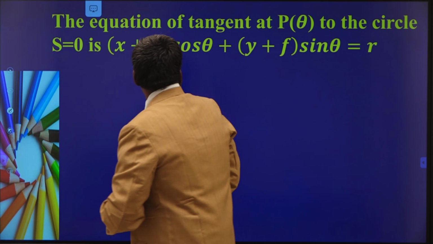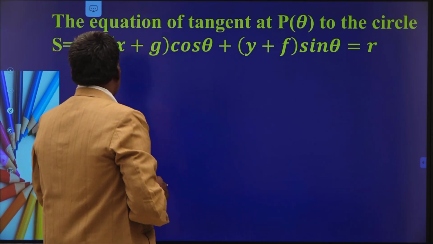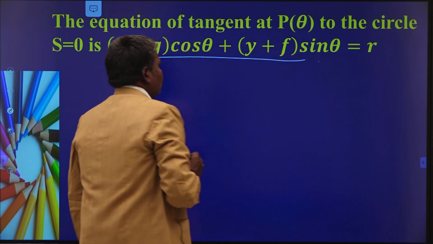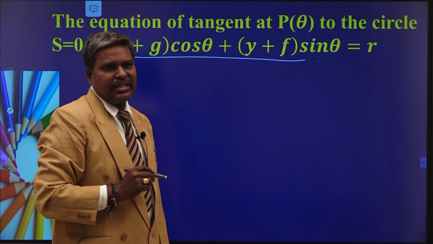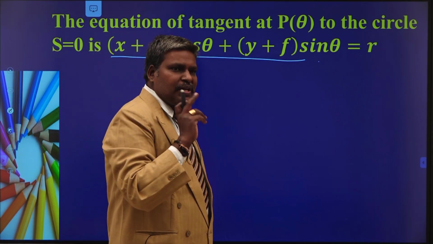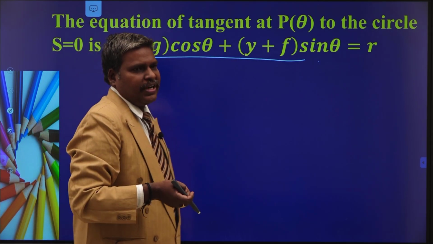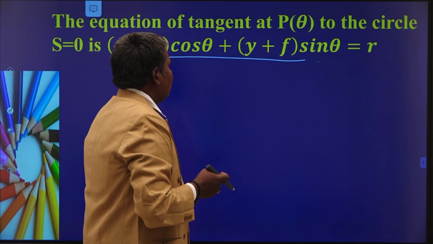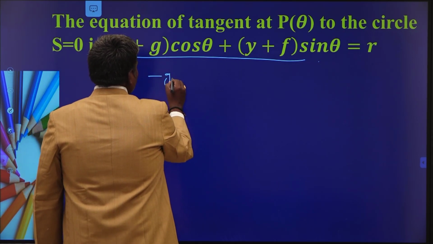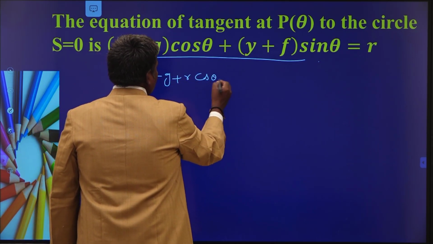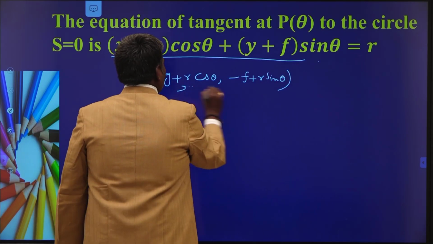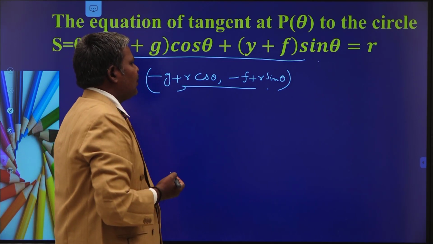See here, the equation of tangent at P of theta to the circle S equal to 0 is like this: (x plus g) cos theta plus (y plus f) sin theta is equal to r. You are going to prove that this is the equation of tangent at P of theta. So the point is in the parametric form. What is your point? Your point is minus g plus r cos theta, comma, minus f plus r sin theta. We are going to find out the equation of tangent at this point to the circle.